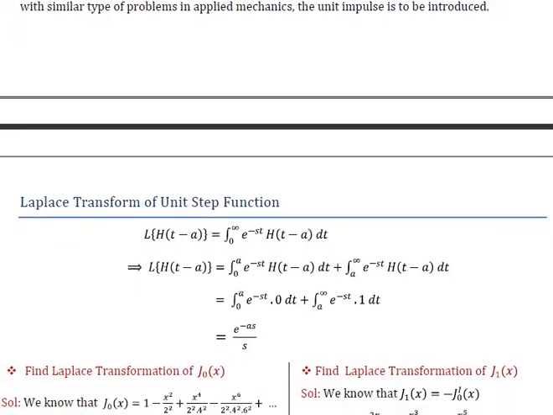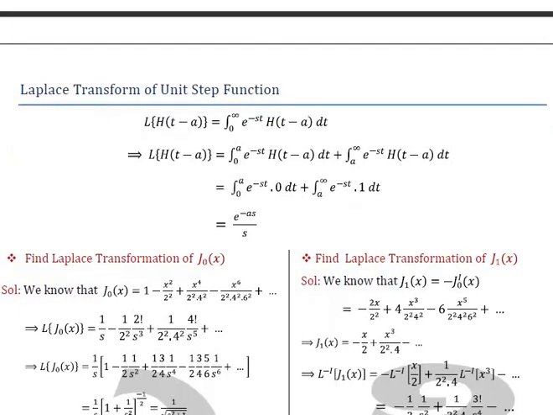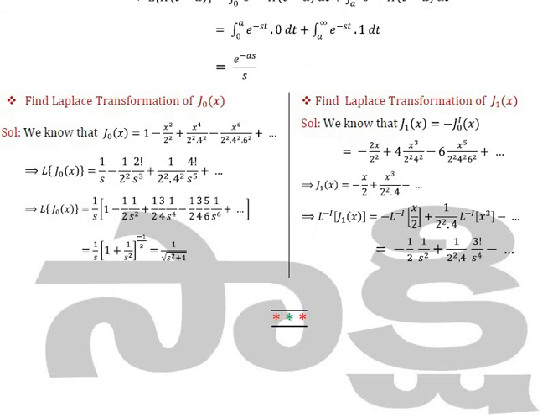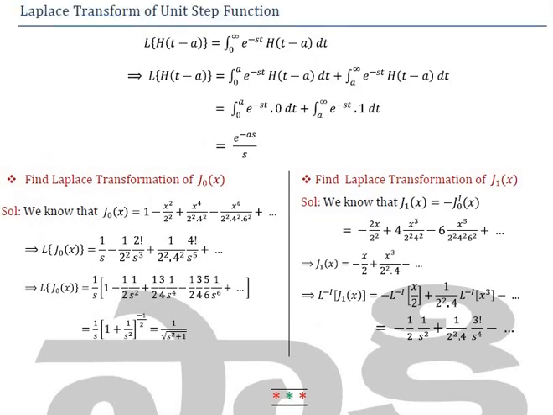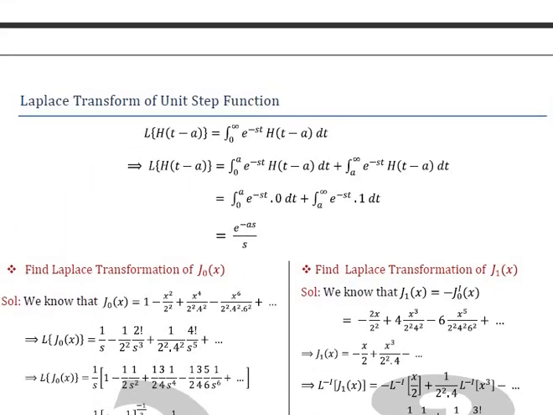So what is the Laplace transform of H(t minus a)? It is nothing but e to the power minus as by s. The Dirac delta function is not required, but I have just written it here. The Laplace transform of the Dirac delta function is not included in our syllabus. So we simply go up to the second shifting property and the Laplace transform of the unit step function, and with this we will complete this unit.